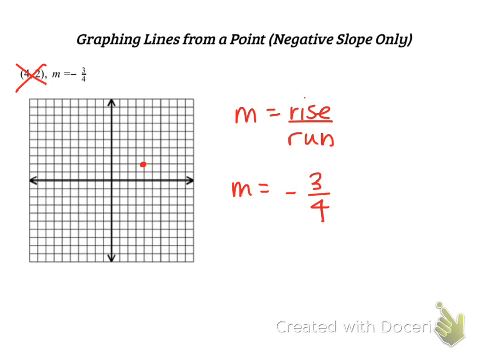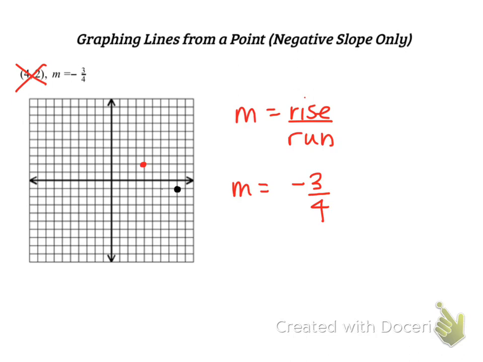Well, you're thinking, where does the negative go? Does it go to one? Does it go to the other? Or does it go to both? The answer is it can go to one or the other, but it cannot go to both. So it can either go to the 3, so I can go down 3, right 4.